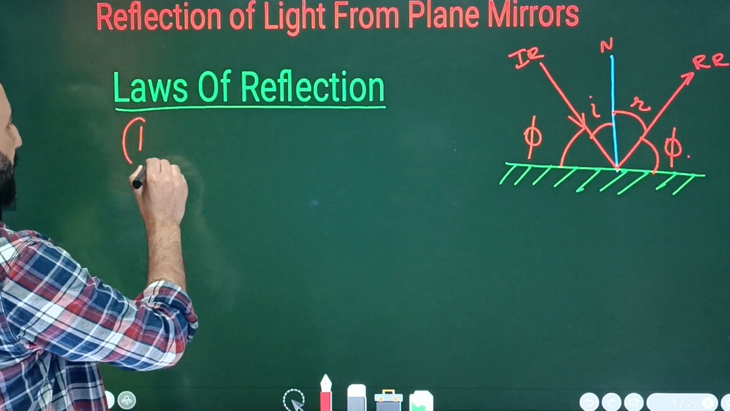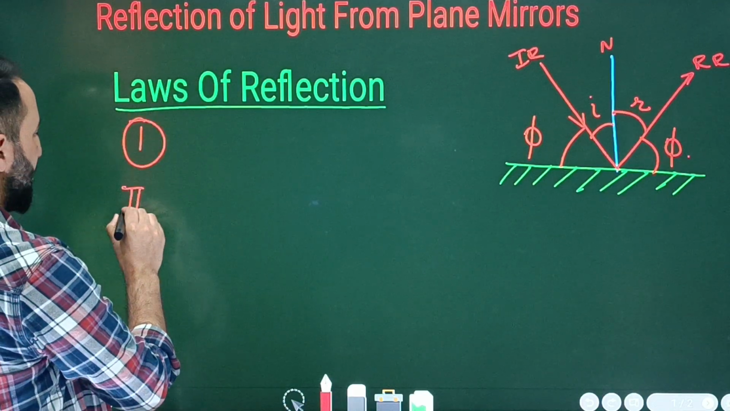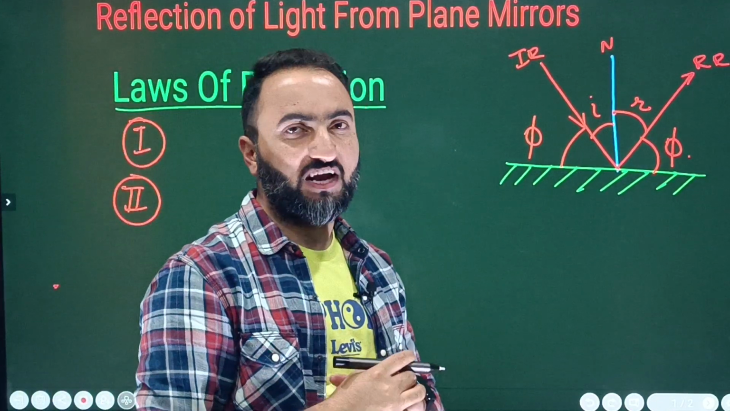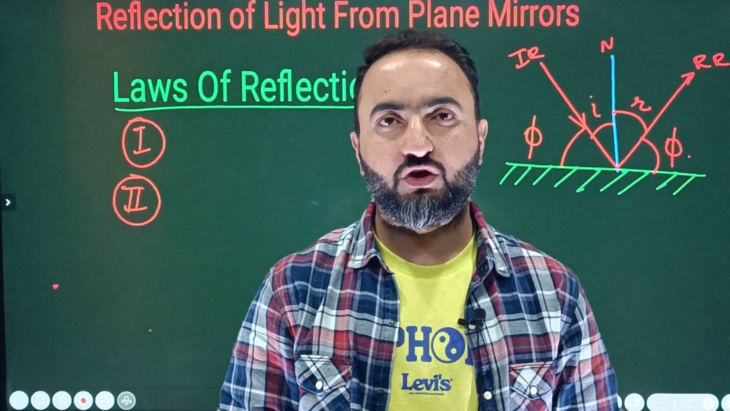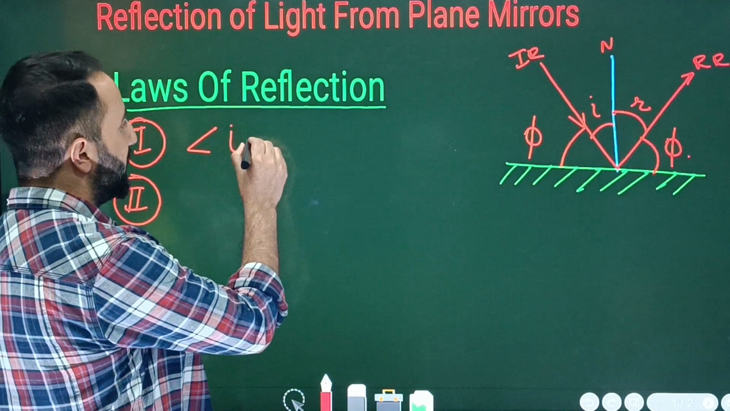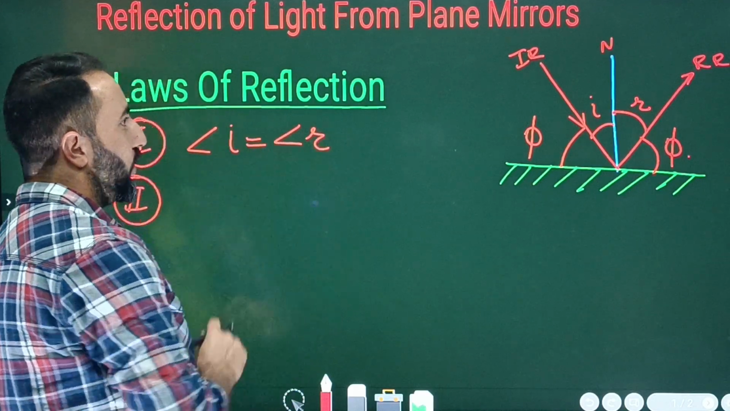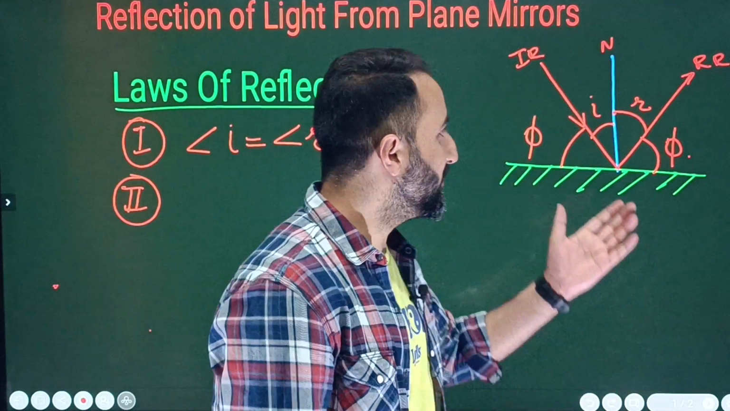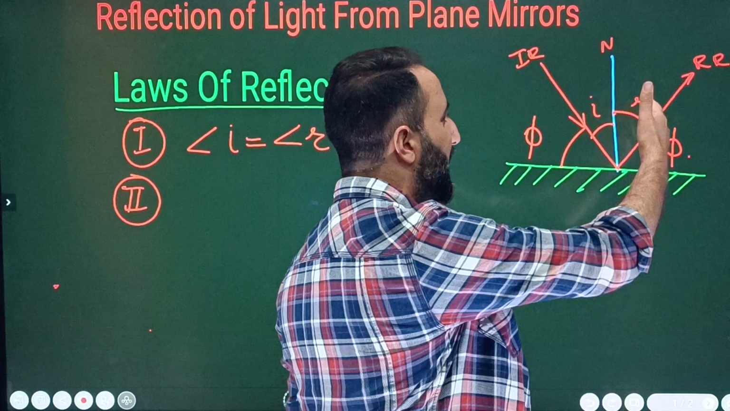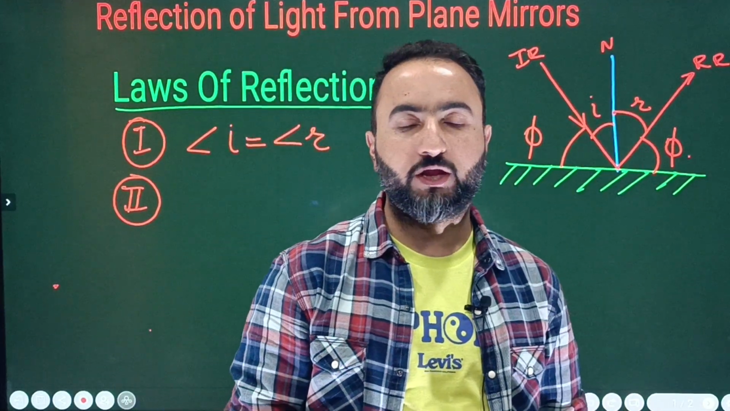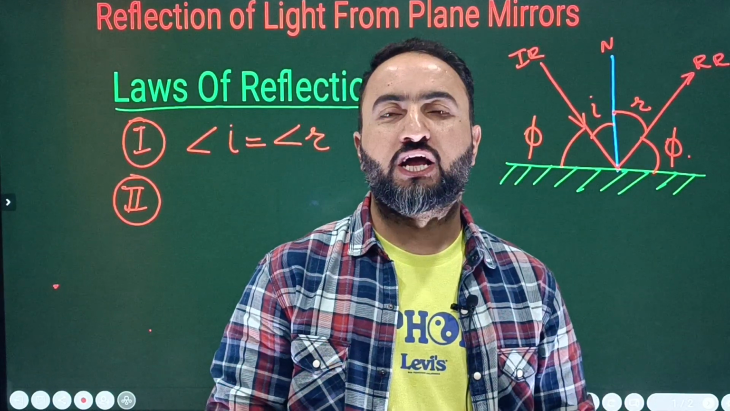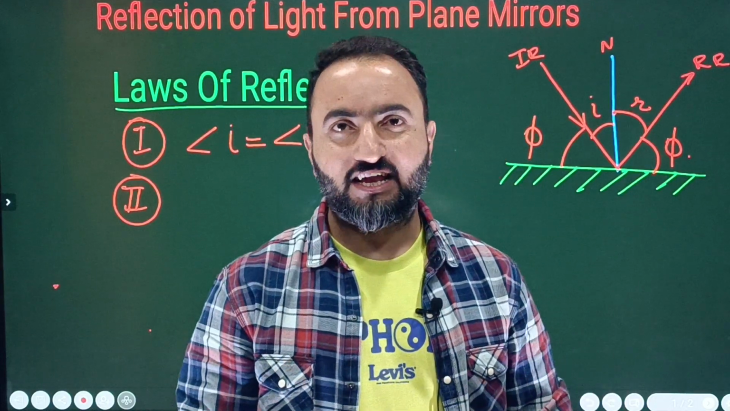There are two laws of reflection, law first and law second. What is the first law of reflection? The first law states that the angle of incidence is equal to the angle of reflection. So this angle is equal to this angle. If the angle of incidence is 30 degrees, then the angle of reflection will also be 30 degrees. If the angle of incidence is 60 degrees, then the angle of reflection will also be 60 degrees. We are not going to prove this law here. We'll be proving it later in wave optics using the Huygens wave theory.